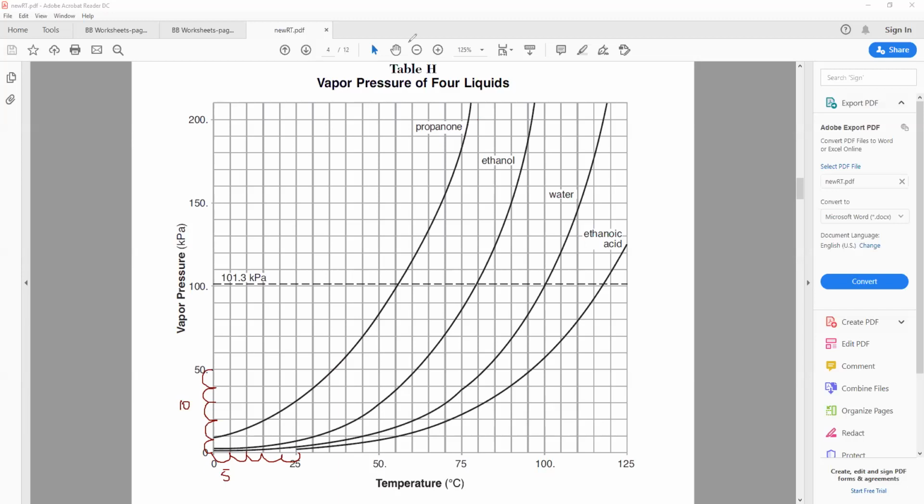So, what do we notice? We notice that as the temperature increases, what happens to the vapor pressure? As the temperature increases, the vapor pressure increases also. Let's understand that a little bit. What does that mean in terms of intermolecular forces? Because that's what they're trying to do. So let's take two liquids.